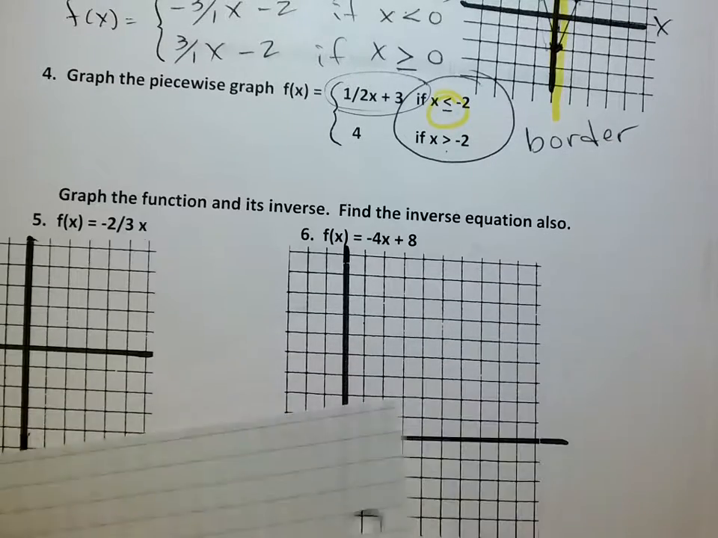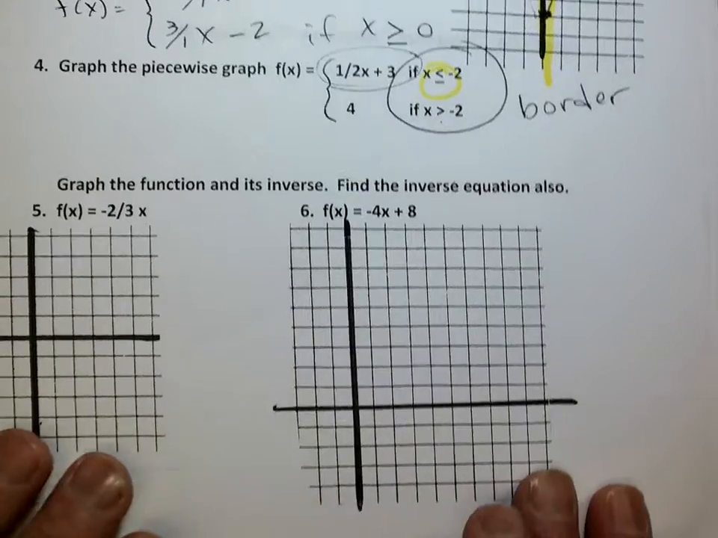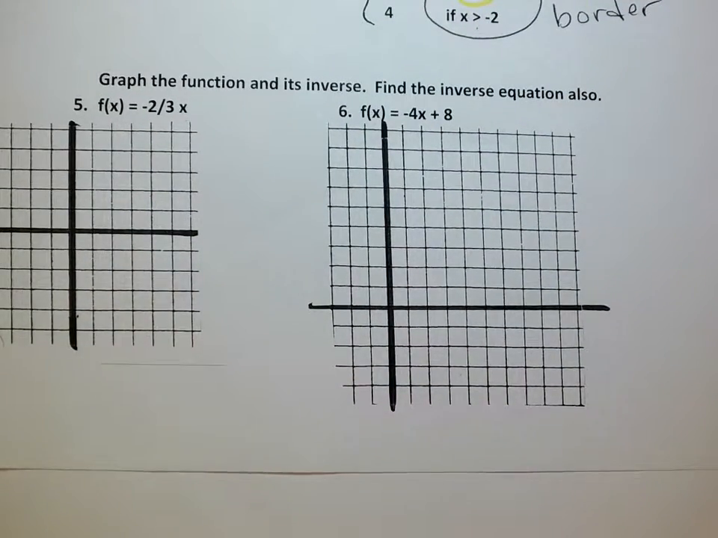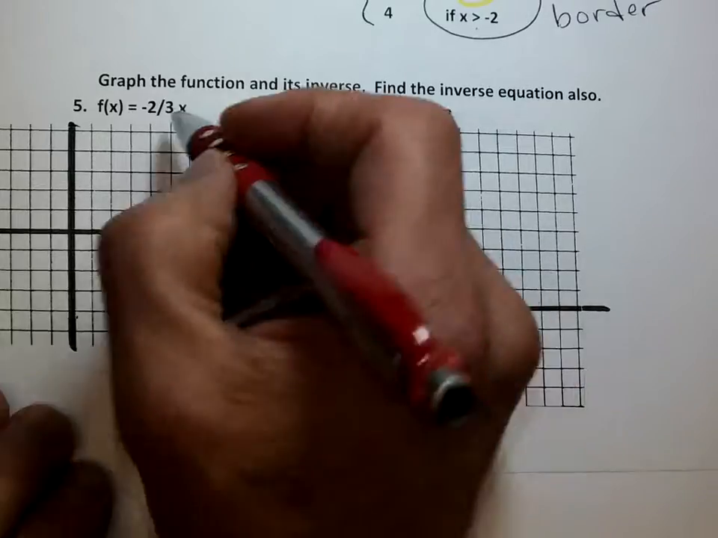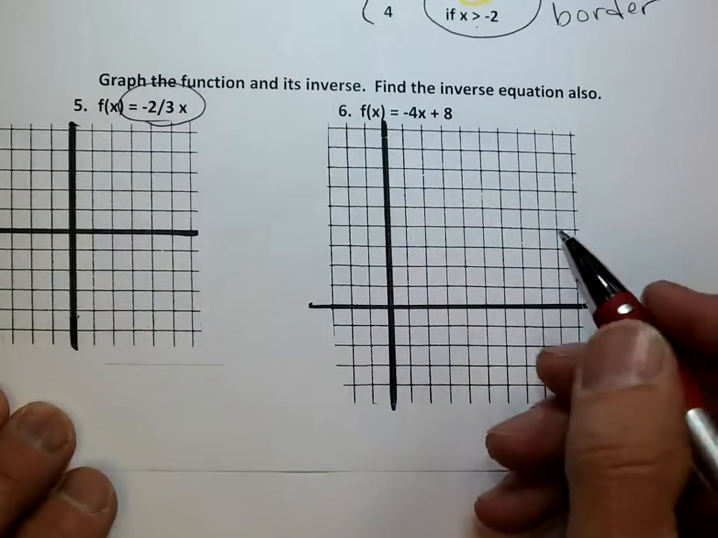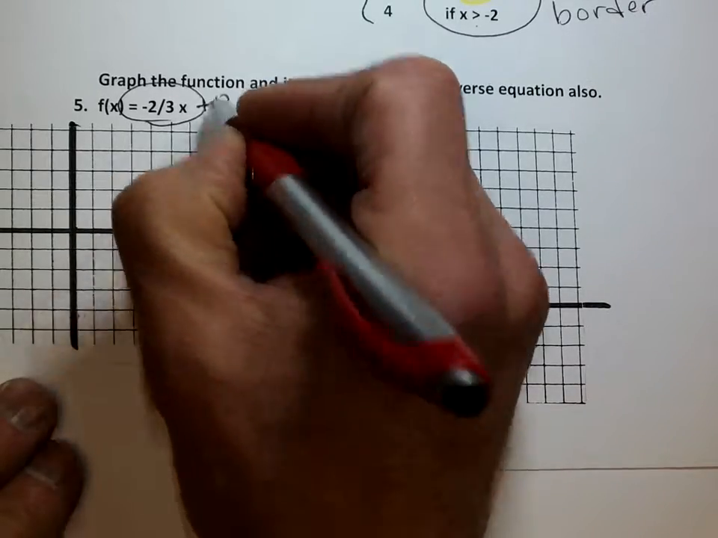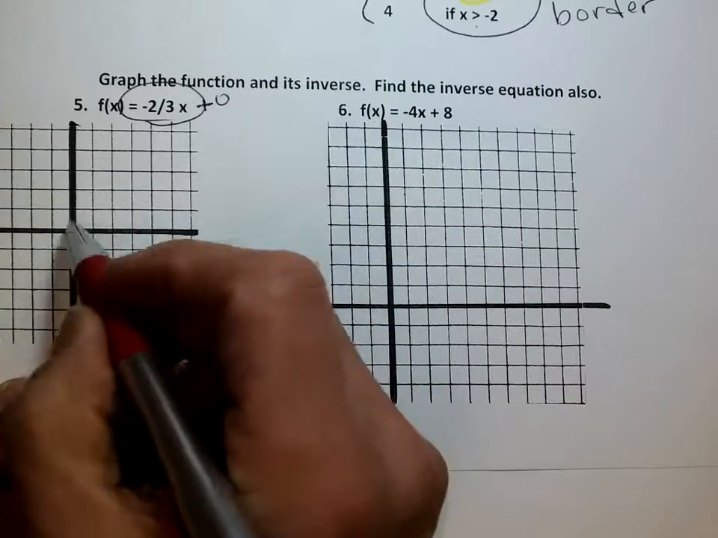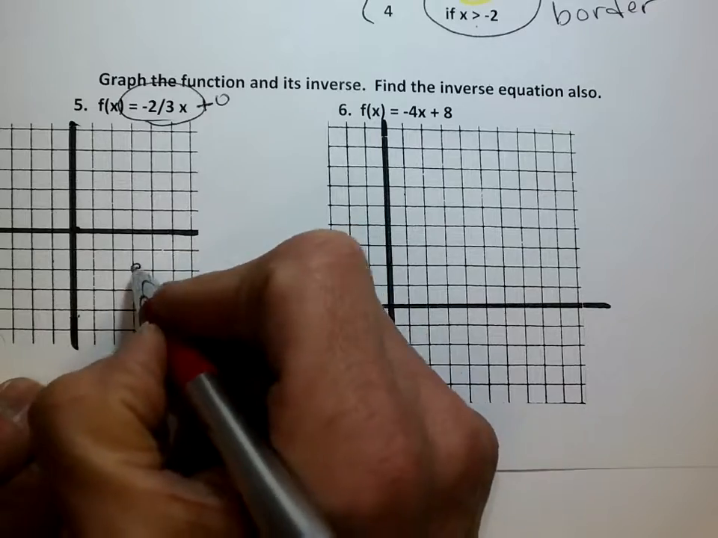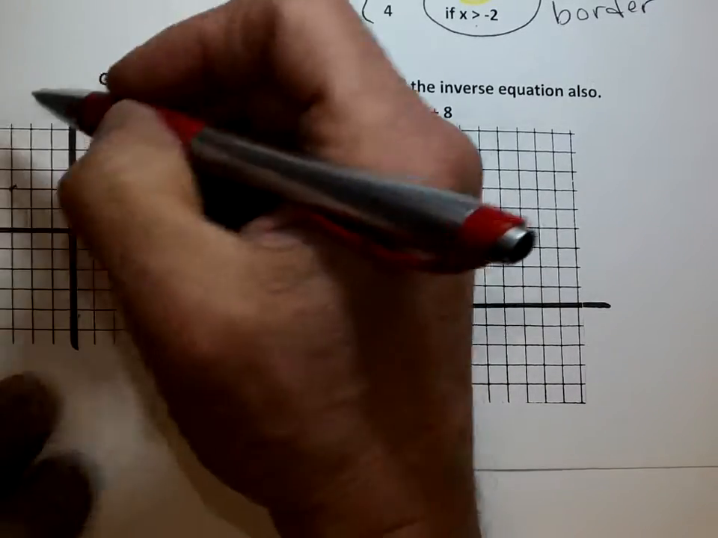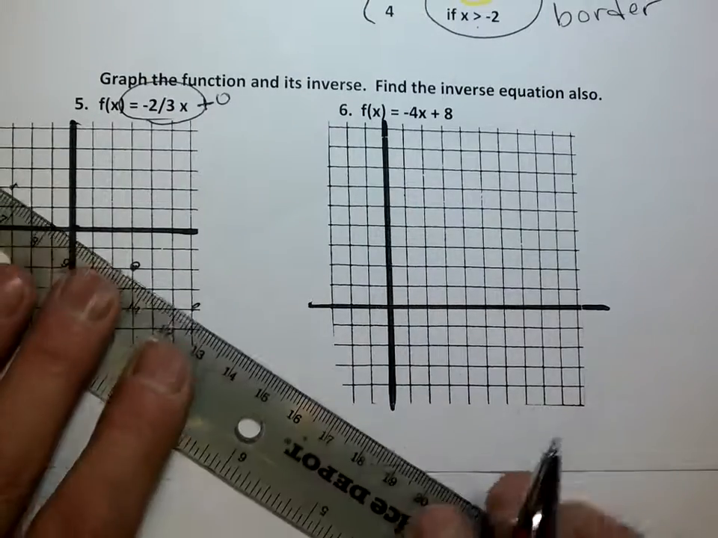All right, let's shift to number 5, okay? Number 5, graph the function and its inverse. So, all right, let's do both. And I'm going to try and put one in a different color so you can see the two. So, first of all, f of x equals negative 2/3 x. Okay, I can start at 0, right? Plus 0. I'm going to go down 2 over 3, down 2 over 3, 2, 3, 2, 3, all right? I'm going to graph that line in.